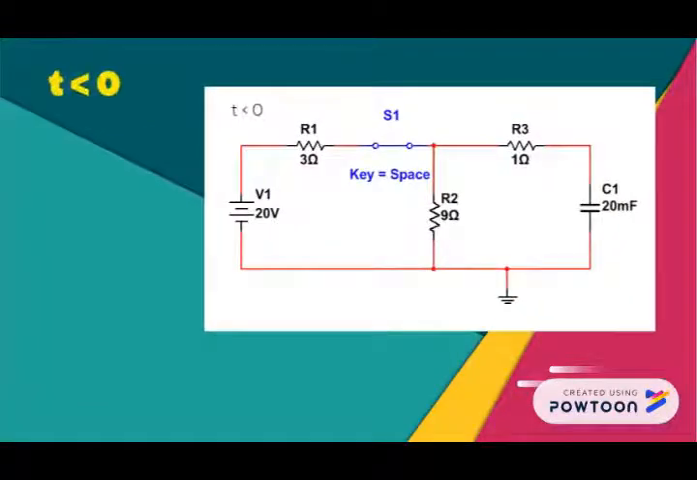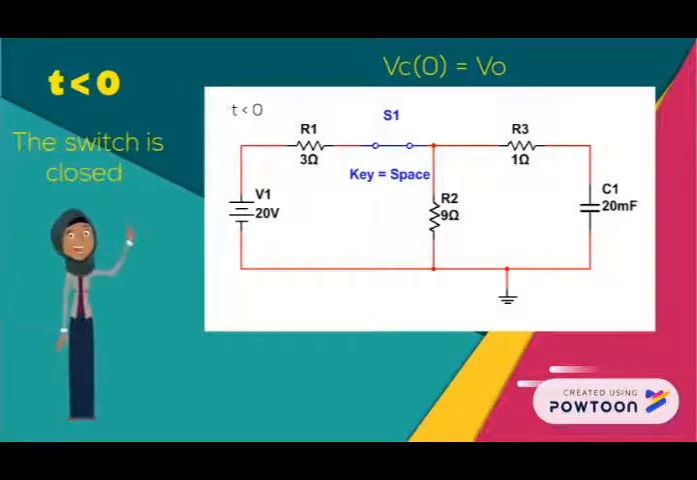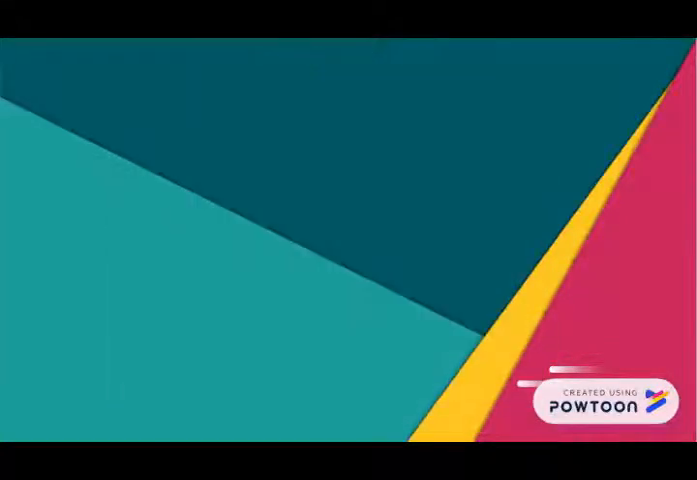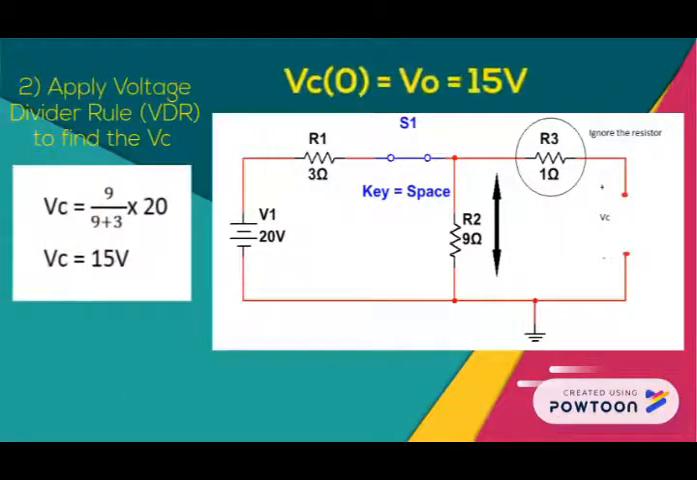In this condition, t is lower than 0 and the switch is closed. Let's find the V capacitor for the circuit, where V capacitor is the same as V initial across the capacitor. Please remember the basic characteristic of the capacitor: it acts as an open circuit to DC. Apply the voltage divider rule to find the capacitor voltage. Ignore the resistor because there is no current flow through the 1 ohm resistor. So, the capacitor voltage is equal to 15 volts.